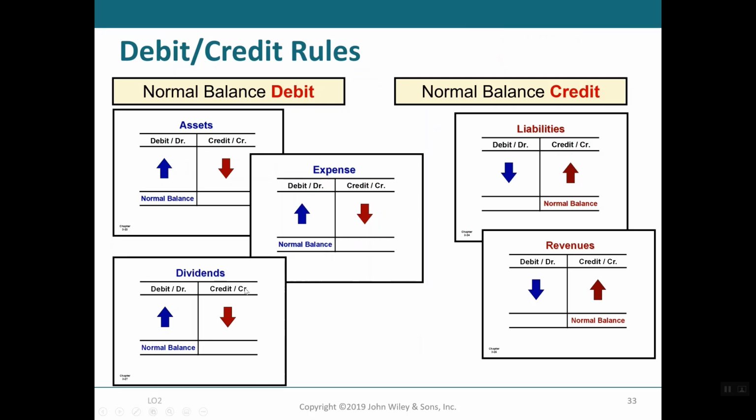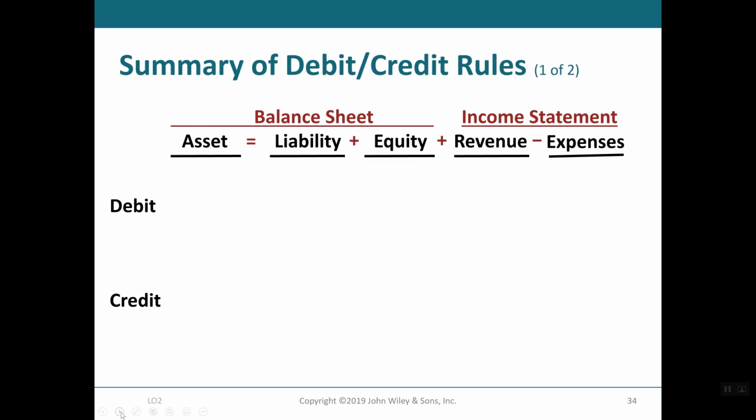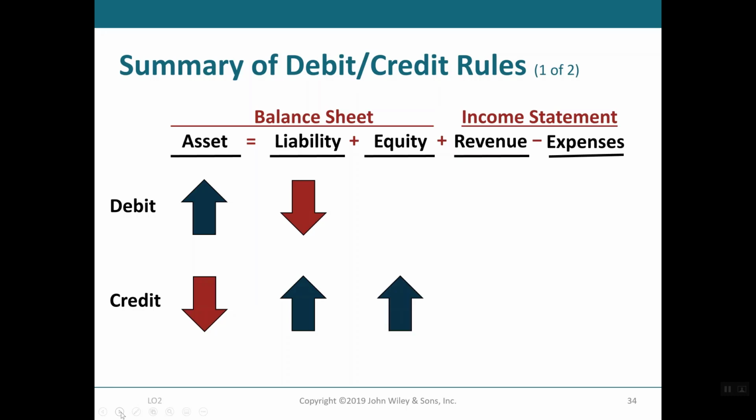All right, assets, expenses, and dividends all have debit balances. All your liabilities, revenues, and stockholders' equity have credit balances. Okay, so this is the summary. An increase in assets is a debit, a decrease in assets is a credit. An increase in liability is a credit, a decrease in liability is a debit. The equity is the same thing. An increase in equity is a credit, a decrease in equity is a debit.